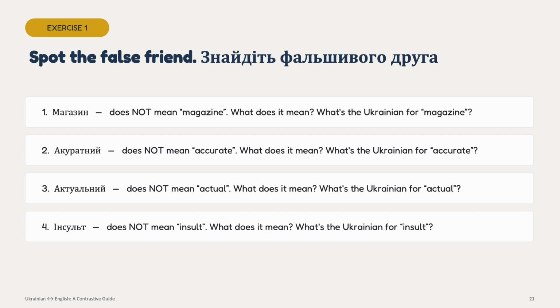Okay, I can tell everyone. So accurate in Ukrainian would be точный, but not аккуратный. Okay, the next word is актуальный. And it's very similar to English actual, but it's not actual. So what do you think it is, if you know?